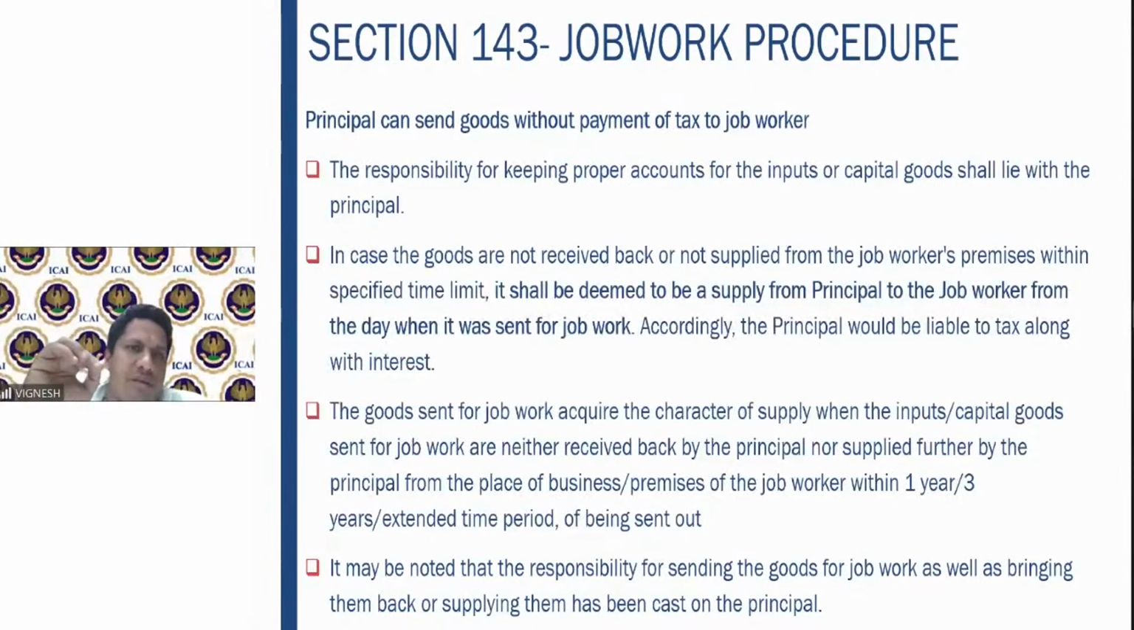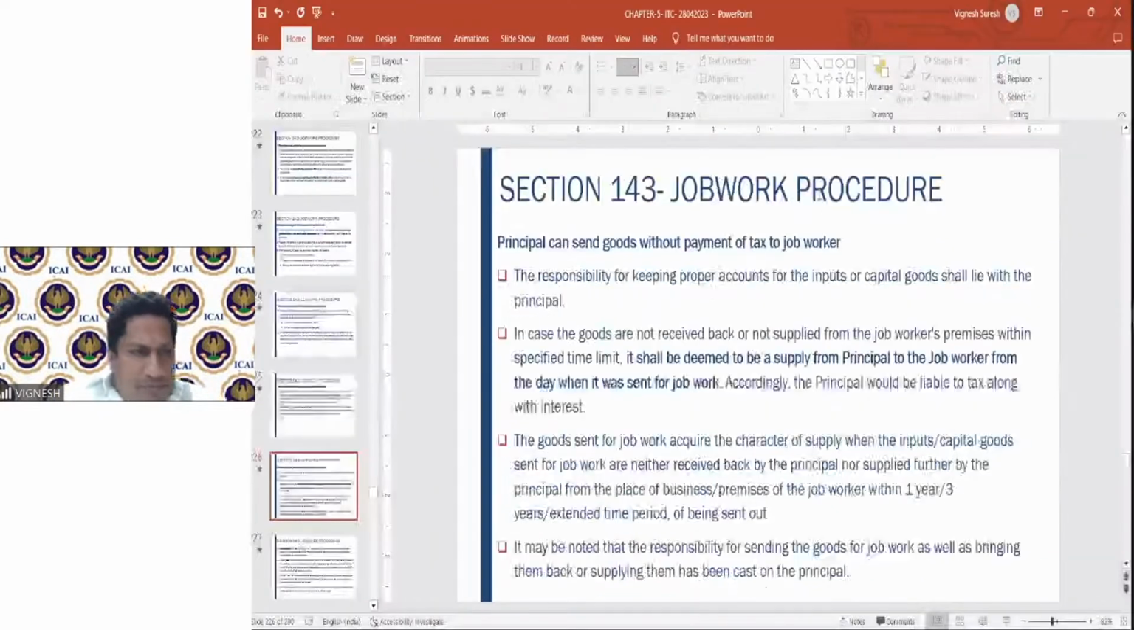What happens if the inputs or capital goods are not received from the job worker premises within that 1 year or 3 years, as the case may be? Where the goods are not received or not supplied from the job worker's premises within the specified time limit, it shall be deemed to be a supply from the principal to the job worker from the day when it was sent for job work. Did you understand? Let us take an example here.